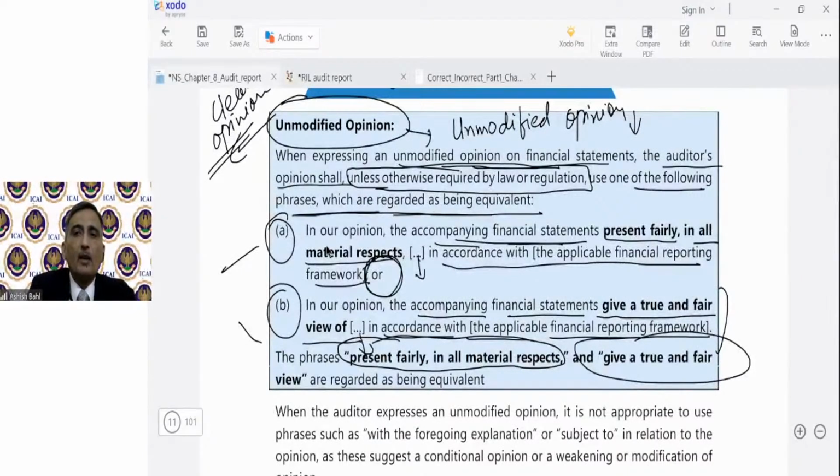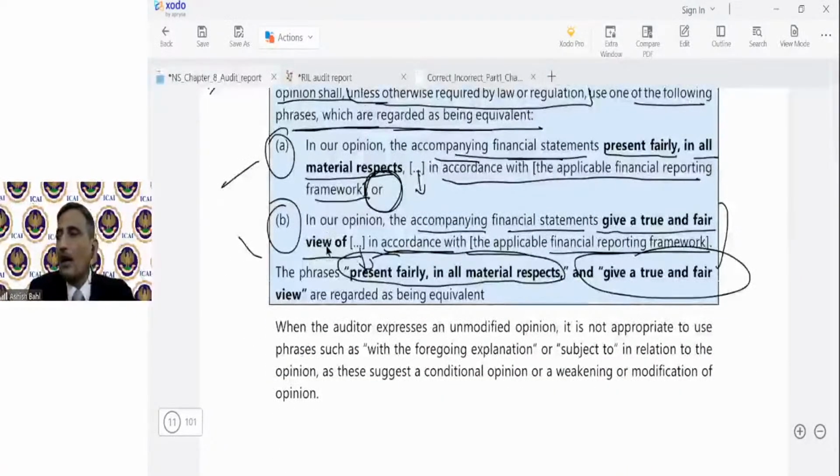So students, one more thing you have to remember, that when an auditor expresses an unmodified opinion, he does not express any reservations. He does not impose any limitations. He doesn't say that it is subject to this, it is subject to that. When you are giving an unmodified opinion, it has to be a clean opinion so that users of the financial statements are not confused. Okay.